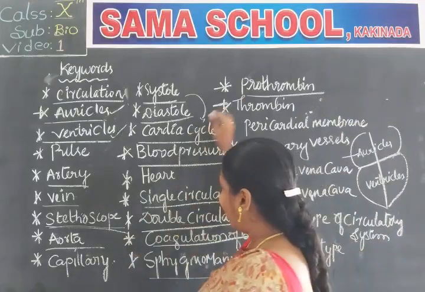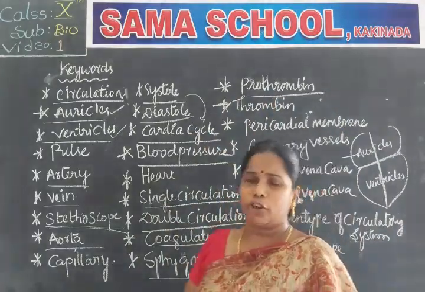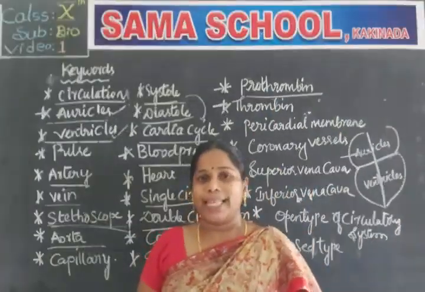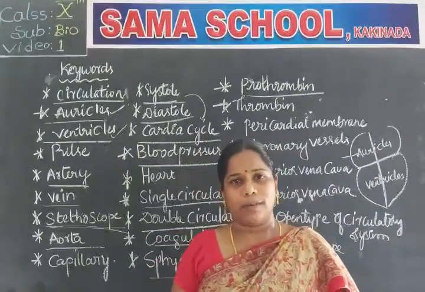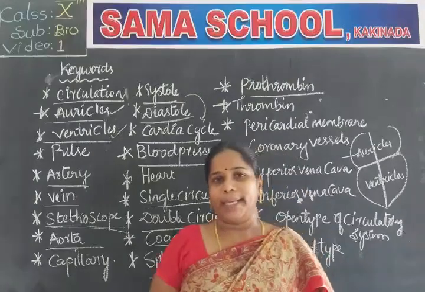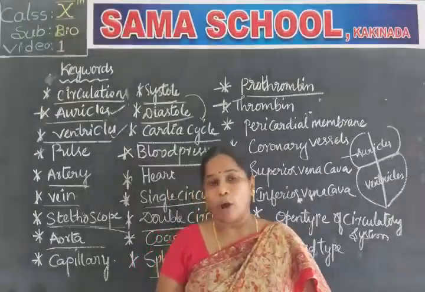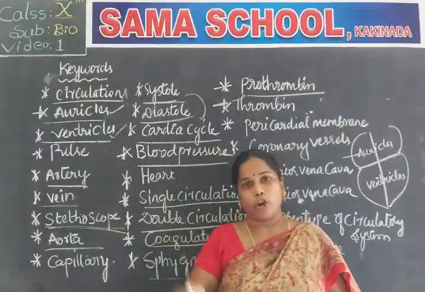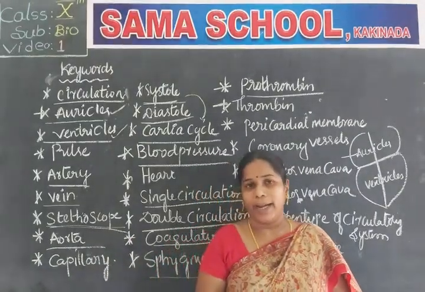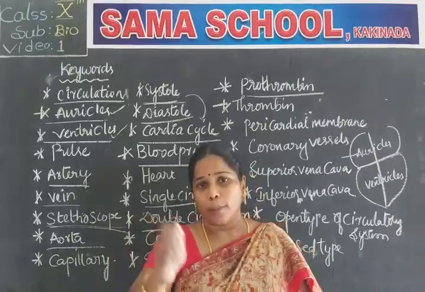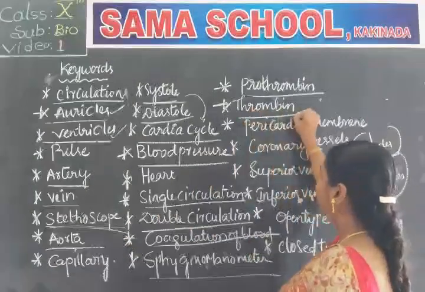Next is prothrombin. When you come across the coagulation of blood, prothrombin is an enzyme present in the blood plasma. It is an inactive form in which it is present in the blood, and thrombokinase helps to convert prothrombin into thrombin.